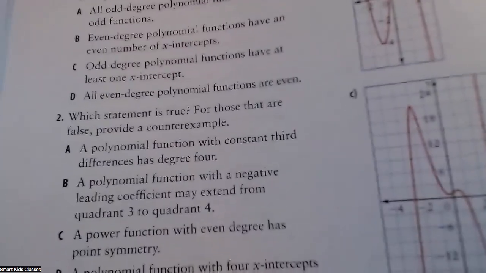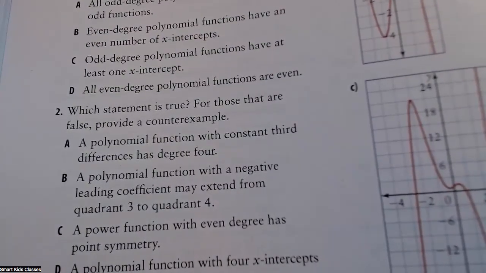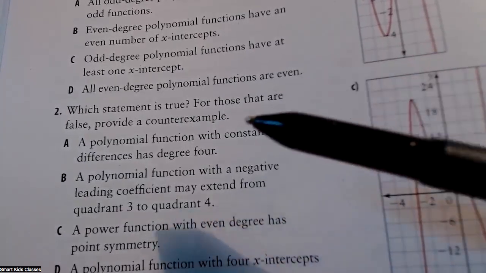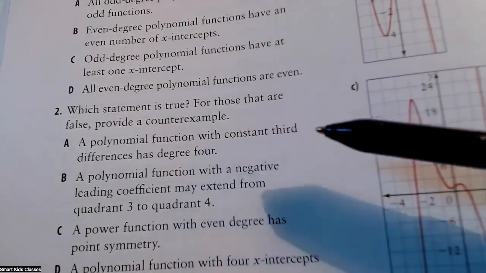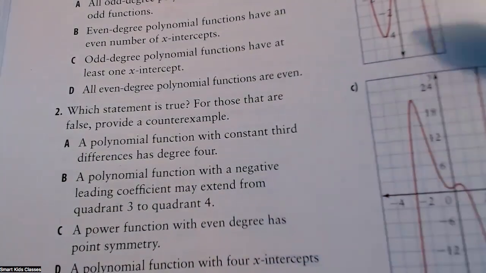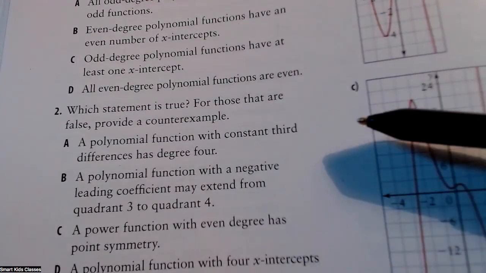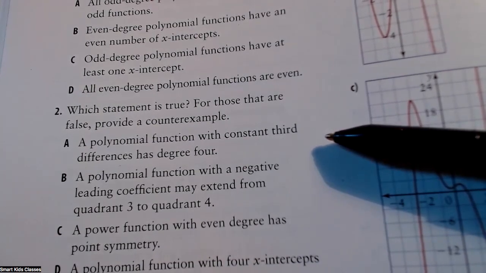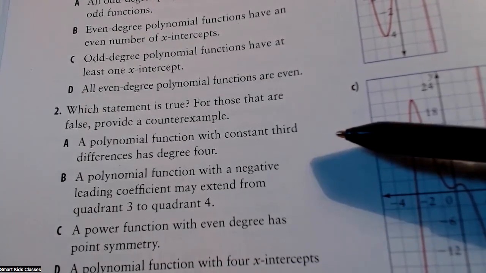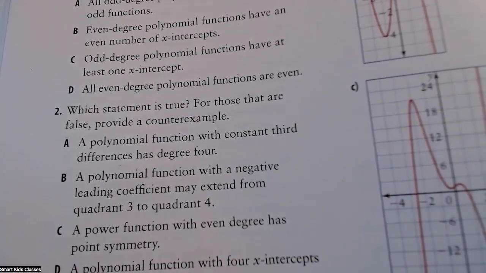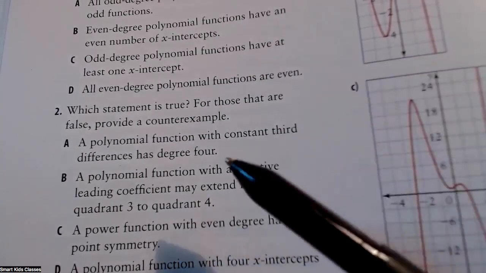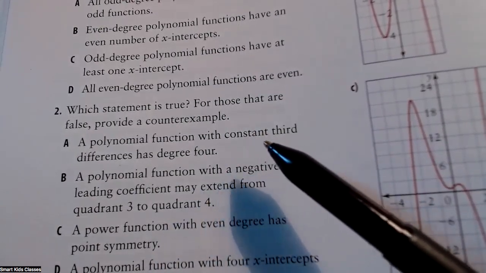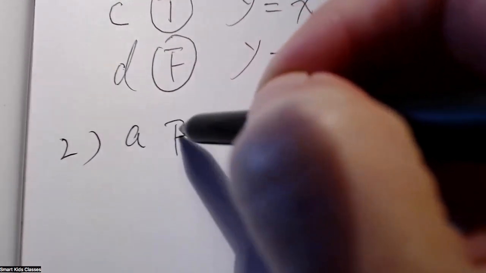Now we're going to do question 2. For question 2, which statement is true? If not true, provide a counterexample. For A, a polynomial function with constant third difference has a degree of 4, which is false. If the third difference is constant, it will be exponent 3. So therefore, we are going to mark A false.